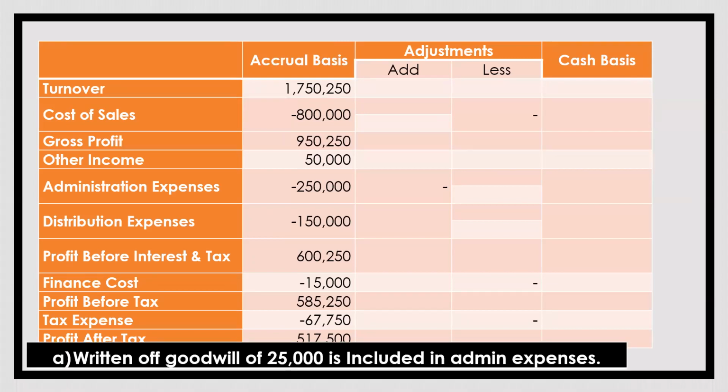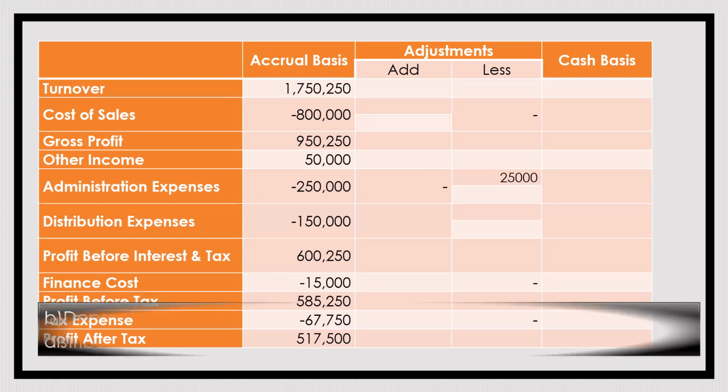So the first one is written off goodwill of 25,000 included in admin expenses. You know that impairment of goodwill is not a cash adding or cash deducting activity. It's not a cash expense itself. Therefore, since we have already deducted it in the admin expense, we have to remove it from the admin expenses. So here it's included, and because it's included there, we have to remove it.